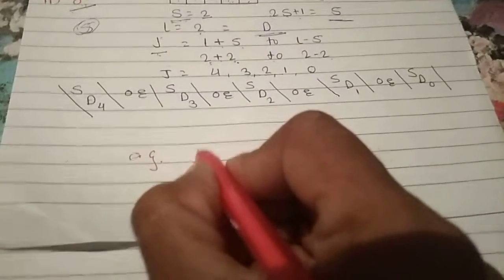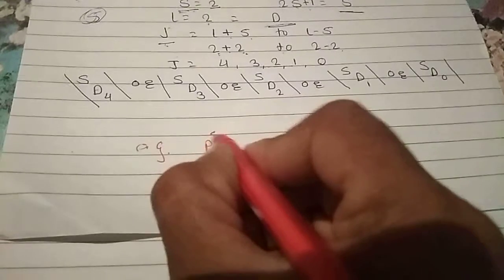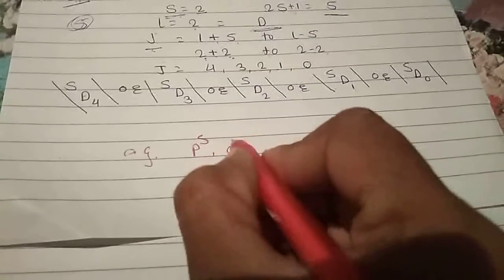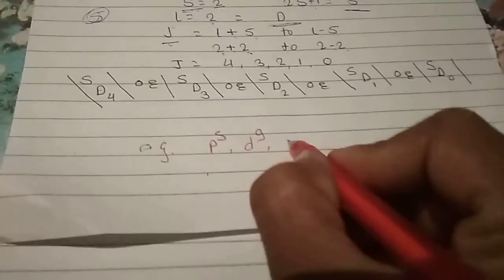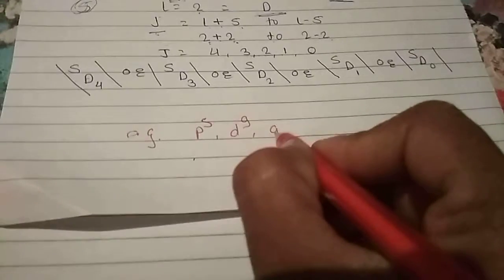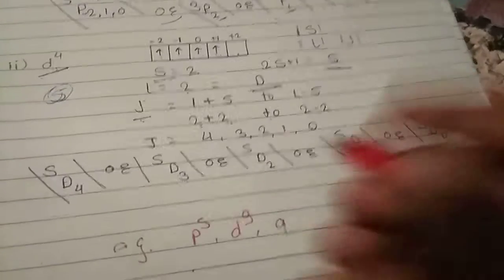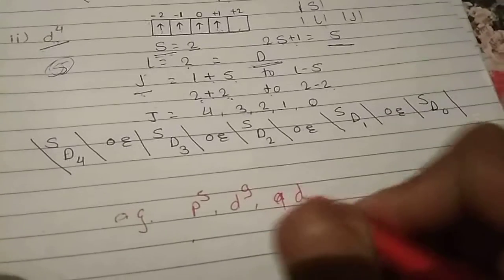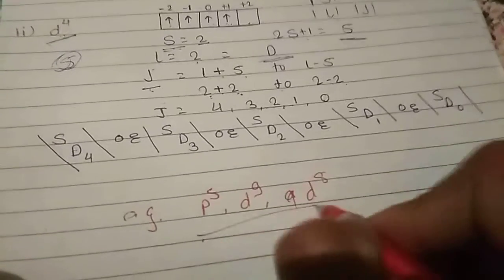We take the p5 system, the d9 system, and the d8 system. You must solve these systems, and if you have any difficulties, you must comment.